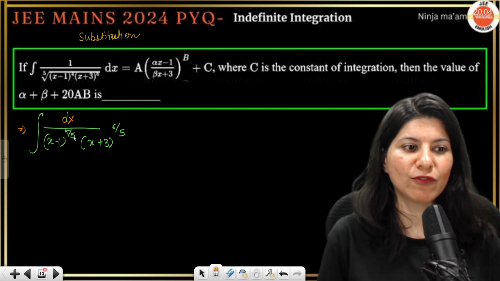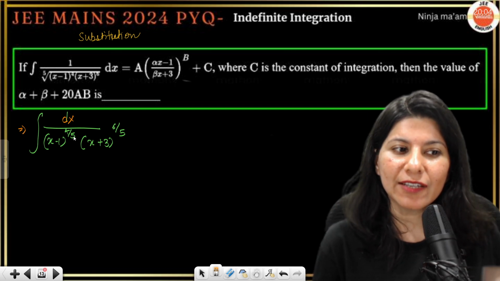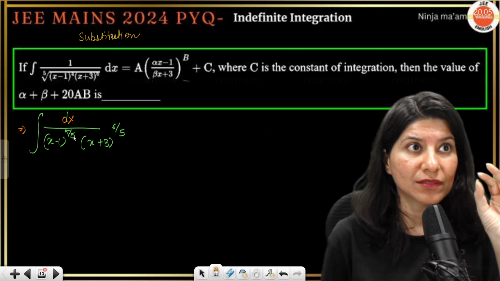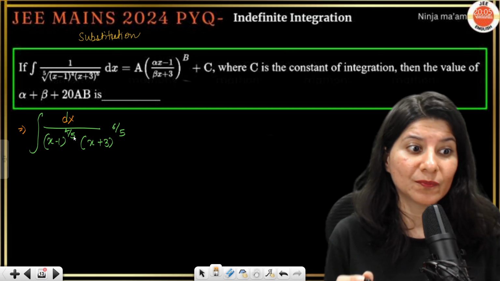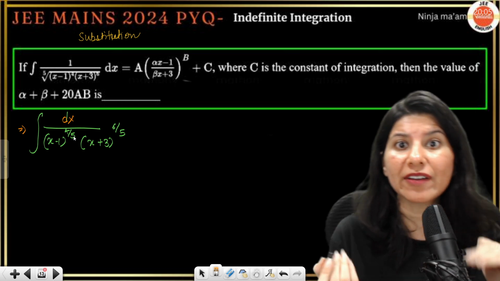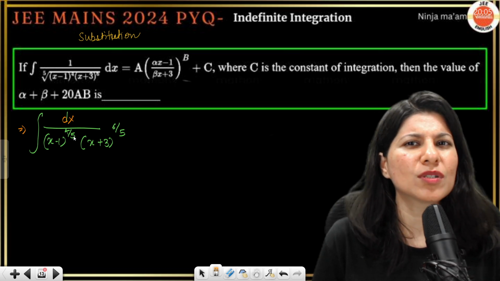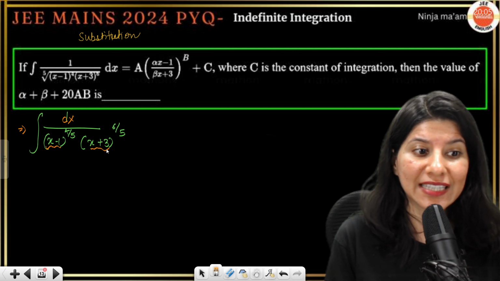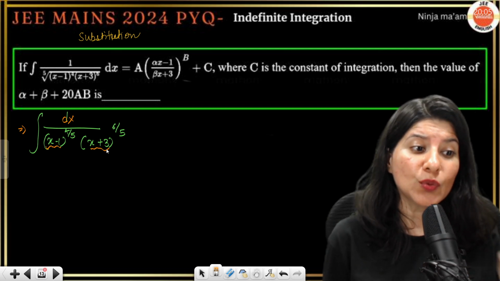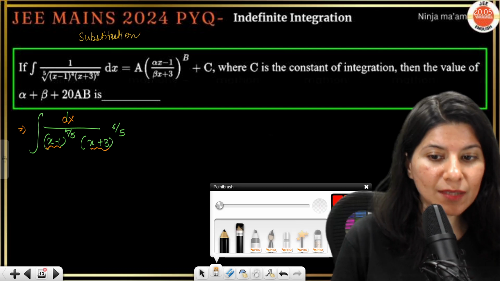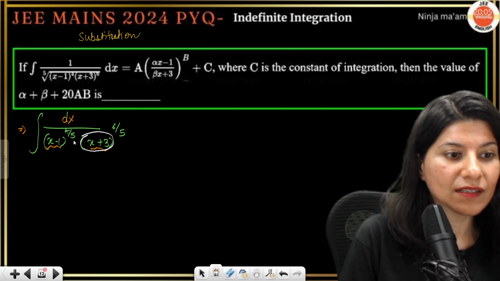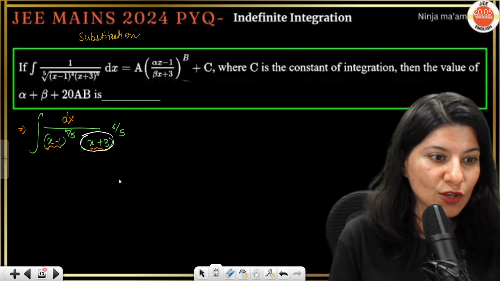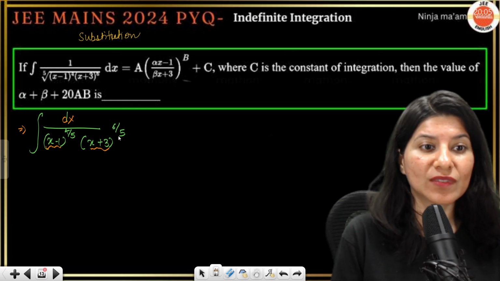Now, what is so special about this? Just understand the powers, 4 by 5 and 6 by 5. If you add these two powers, although you cannot add them, you are going to get 10 by 5, which is 2. So there is a reason why they have given us 4 by 5 and 6 by 5. But can you add those two powers? No. Why? Because the bases are two very different things. What I'm trying to say is, in place of x plus 3, suppose you had x minus 1 raised to power 6 by 5, then your job would be much easier, or not? So yes, that's what you have to do.